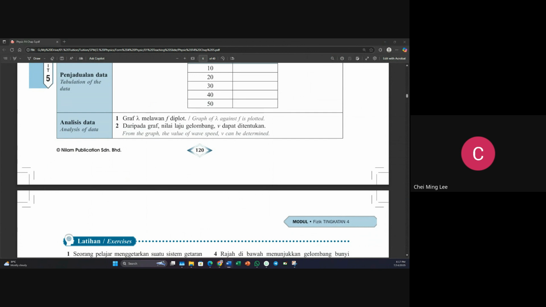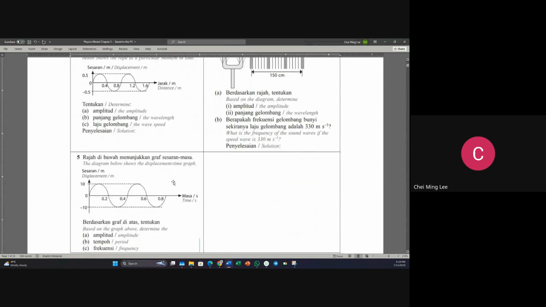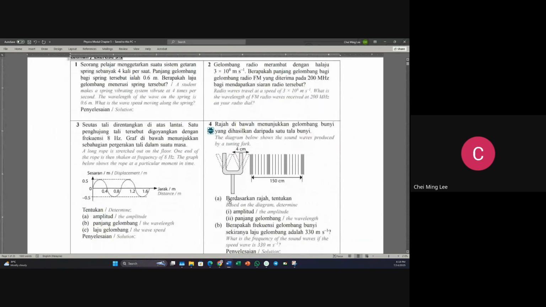Okay, if that's the case, first try to do these four questions. Actually, there are five, but I don't know how to show it. So maybe you try to do these four first. The fifth one, let me think how to show it.